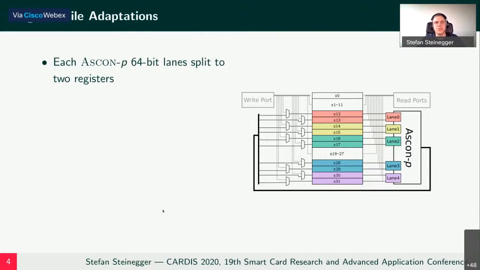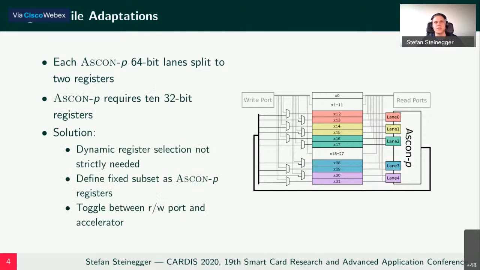So about the register file adaptations, ASCON-P operates on lanes of 64 bits. And since we have a 32-bit CPU, the lanes are split into 2 registers for each of these lanes, and that leaves us with 10 32-bit registers. And since smaller constrained chips usually don't have that many read and write ports, but we also don't need the dynamic selection of specific registers, we defined a subset of the CPU registers to double as ASCON-P registers. And then with the instruction, we can toggle between the read and write port and the accelerator output.